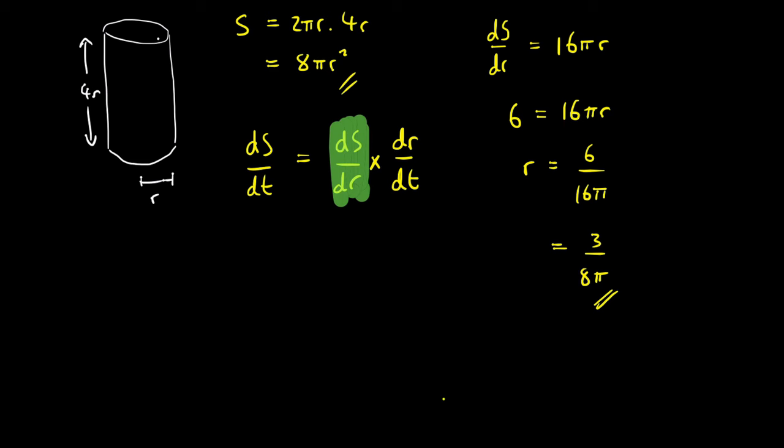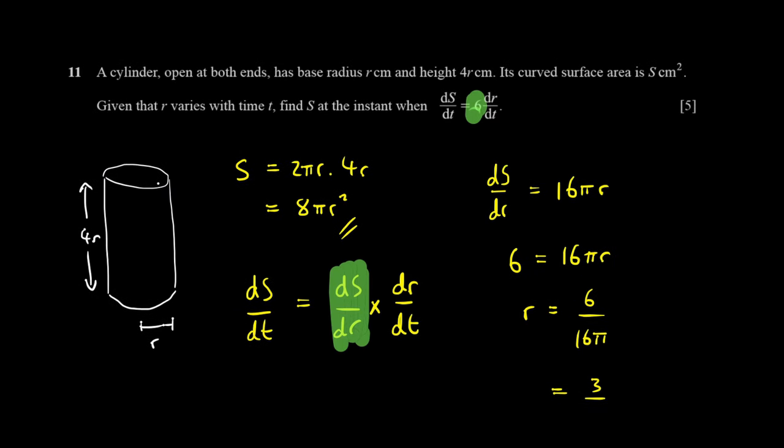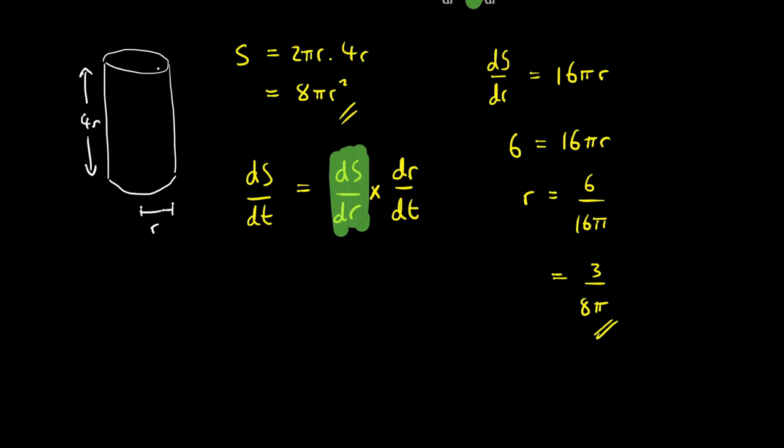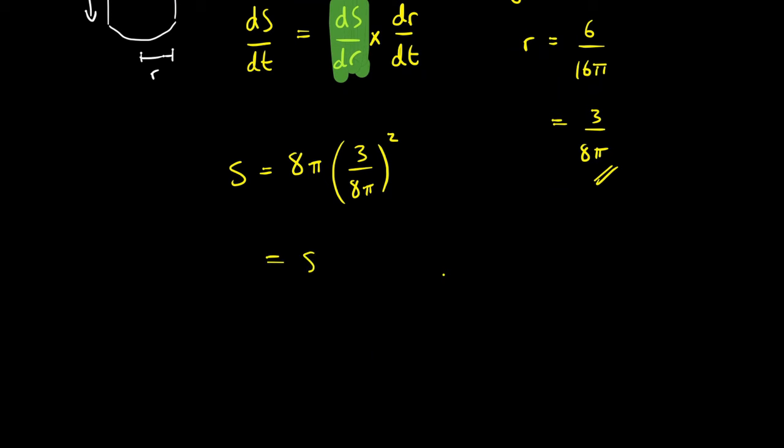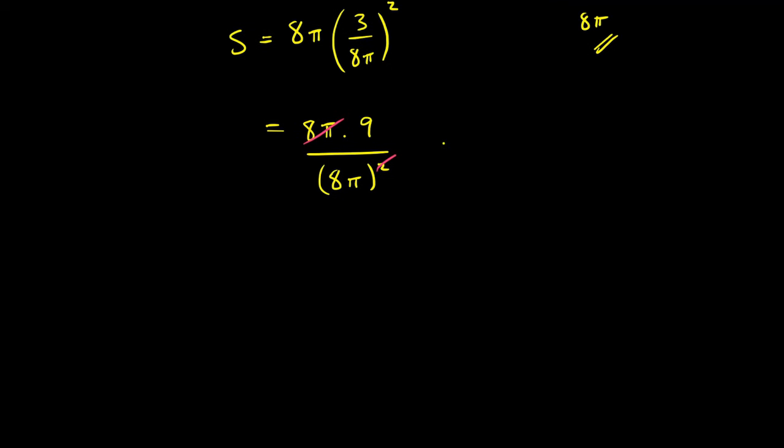Okay. And what we want to do is find an expression for s at that time. So we just have to substitute into our expression for s. So s is then going to be equal to 8 pi times r squared. So times 3 upon 8 pi, all squared. We can think of that as 8 pi times 3 squared, which is 9, divided by 8 pi all squared, right? And one of the 8 pi's is going to cancel off on top and bottom. So what we're left with is 9 divided by 8 pi. Okay, so 9 divided by 8 pi.